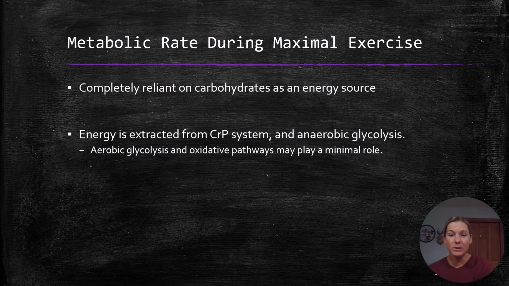During maximal exercise, we're firing on all cylinders. So we're going to use all of the energy systems that we talked about: the aerobic system, anaerobic glycolysis or the lactic acid system, and the ATP-PCr system as well. And we're going to use carbs as our energy source. The reason is that carbs are the fastest energy system for us to break down. So carbs make the most sense in terms of which energy system I should be using when I'm trying to get a lot of energy.